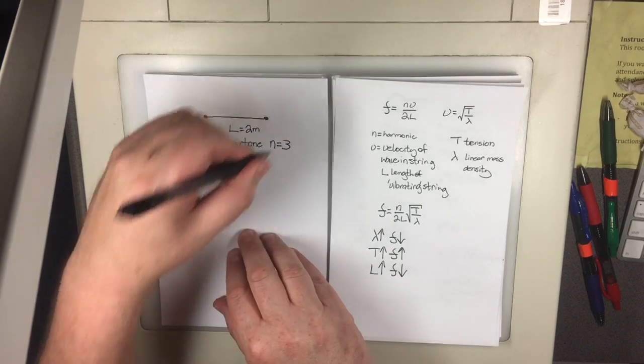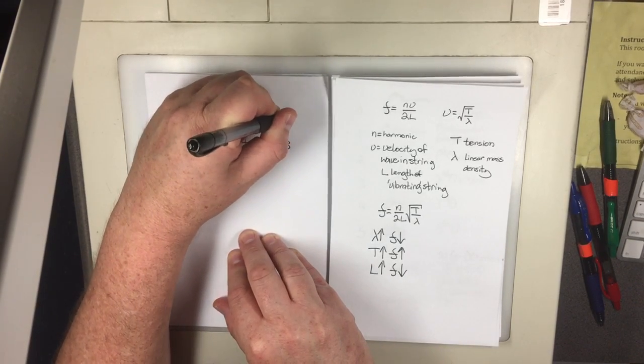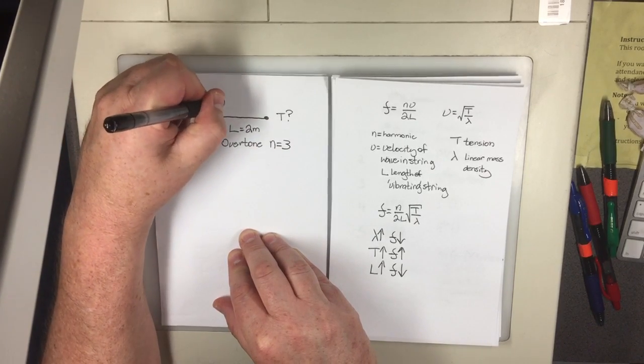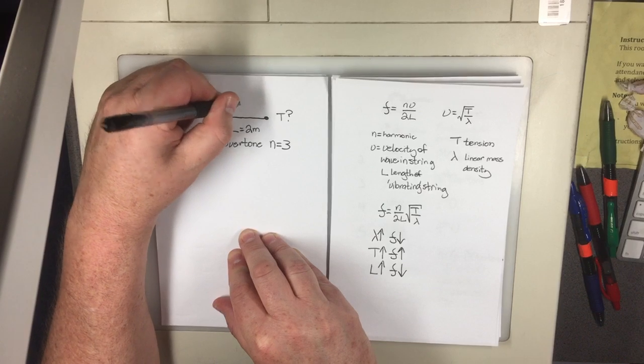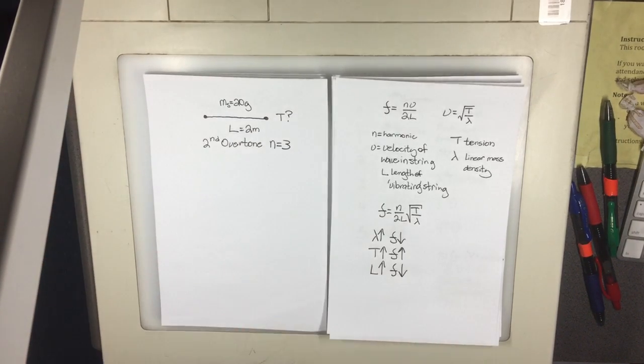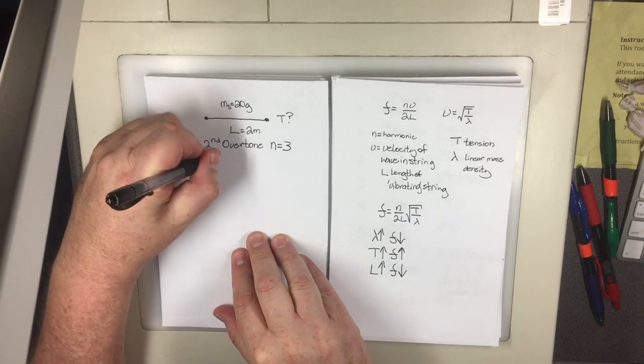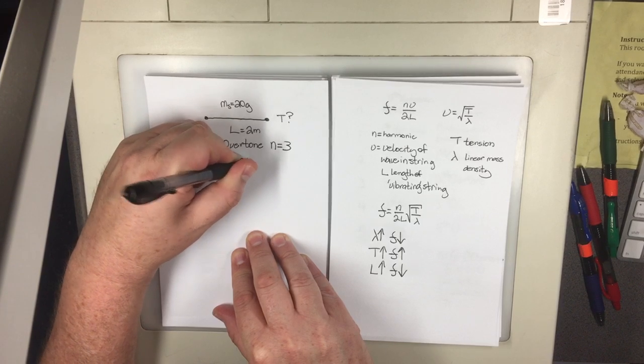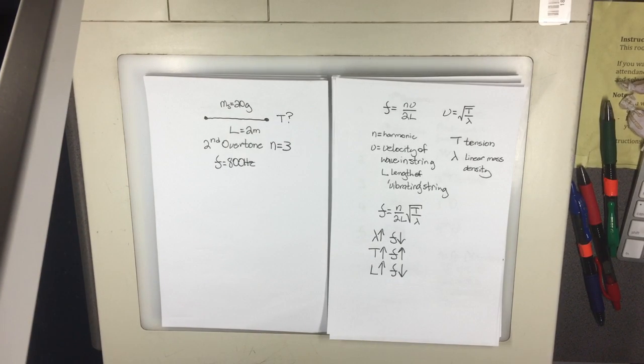The question that I want to know is, what is the tension if, over this 2 meter string, the mass of the string is 20 grams? Do I have everything? No, I need a frequency. Frequency is 800 hertz. So you pluck a string at its second overtone. It emits a frequency of 800 hertz. The mass of the string is 20 grams. What is the tension?